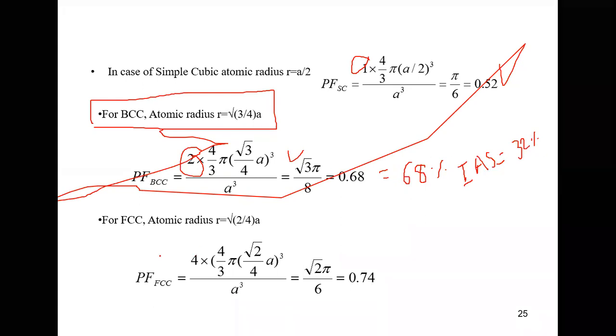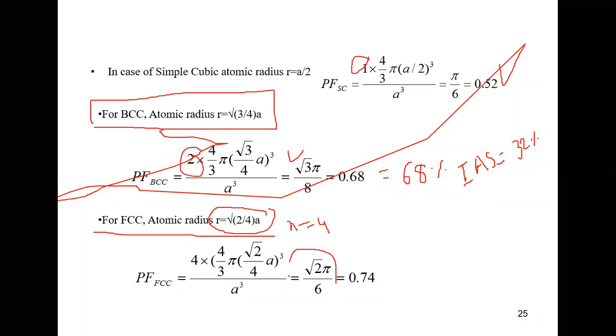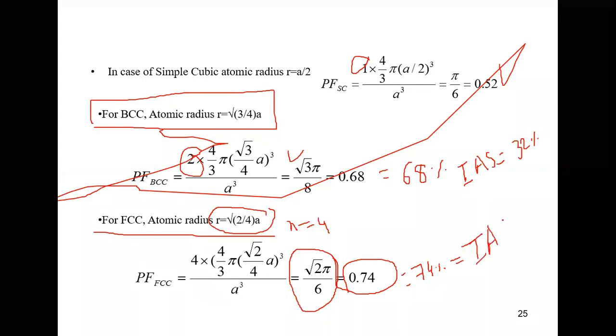If we do the same thing for FCC crystal, n equal to 4 and r equal to root 2 a by 4. If we substitute these values, it will be root 2 pi by 6, which is 0.74. If you express it in percentage, it will be 74%. That means whatever the volume you have, 74% is filled by the atoms, and the remaining, in this case, the interatomic space, will be 26%.